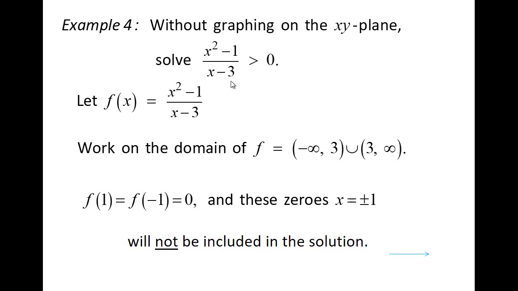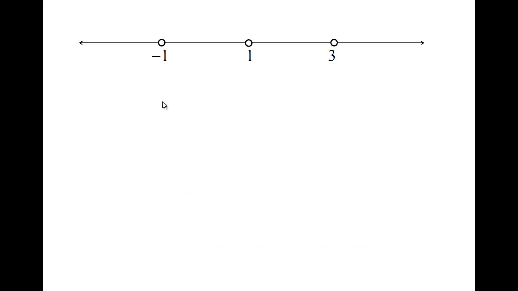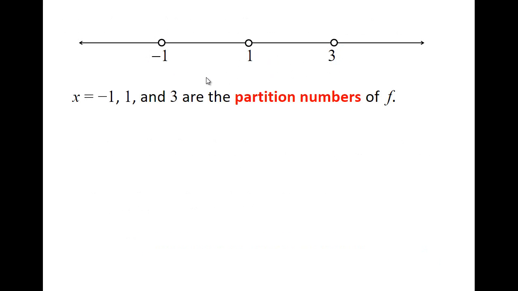Okay, so then on the number line we're going to draw the zeros of the function and the points where the function is undefined. So here are the 2 zeros and here is where the function is undefined. These 3 numbers, we're going to call them the partition numbers for f, and they divide the number line into 4 subintervals.